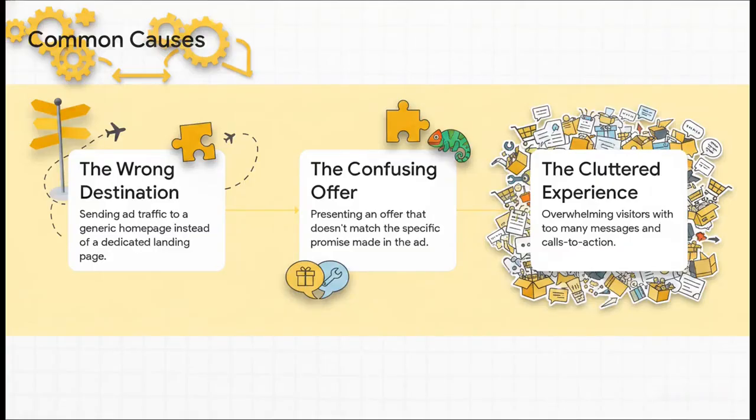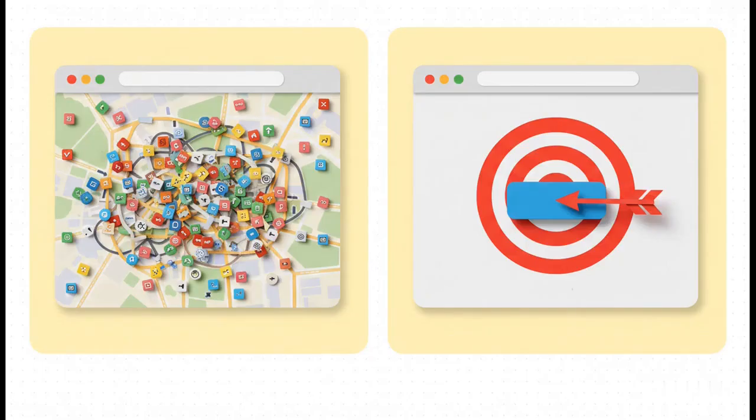So here are the big 3. Number 1, you're sending people to the wrong destination. Number 2, the offer on your page is just plain confusing. And number 3, the whole experience is just cluttered and overwhelming. Let's break these down. Okay, first up, the wrong destination. This is, by far, the most common one.